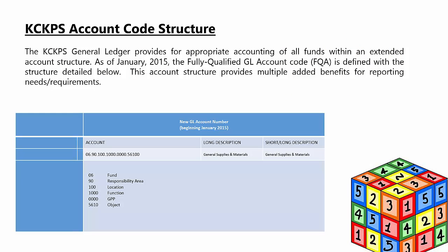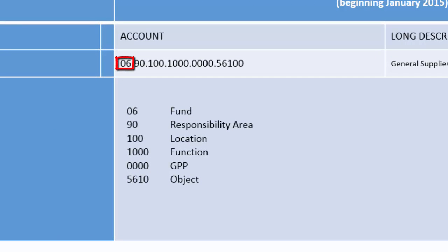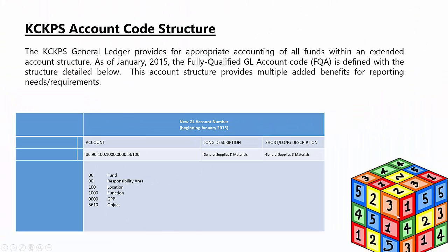The Kansas City, Kansas General Ledger structure provides for the appropriate accounting of all funds within an extended account structure. As of January 2015, the fully qualified General Ledger account code, otherwise known as FQA, is defined with the following structure. The first two digits of the account code indicate the fund. The next two will indicate the responsibility. Following that, the location has 3 digits. Next, function will represent 4 digits. The GPP has 4 digits, and finally, the object code has 5. Let's take a look at each one of these sections in more detail.